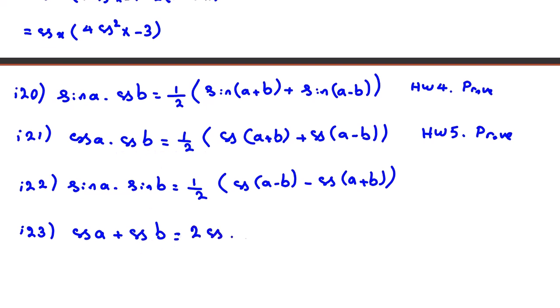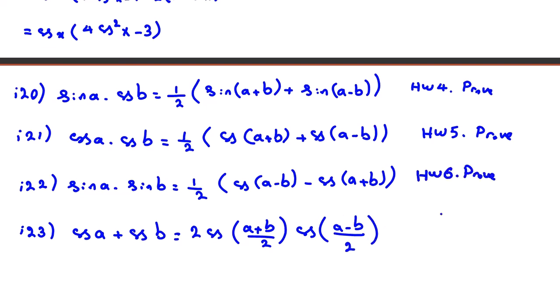It is 2 times cosine((A plus B) over 2) cosine((A minus B) over 2). You should memorize these things before the exam. Homework 6, prove this one. Homework 7, prove this one.